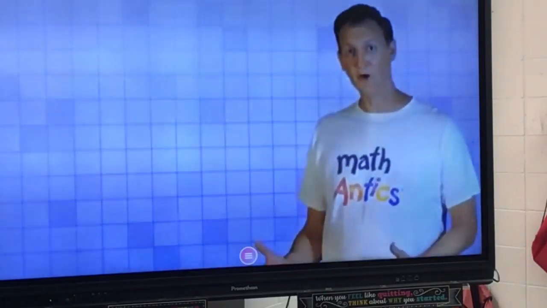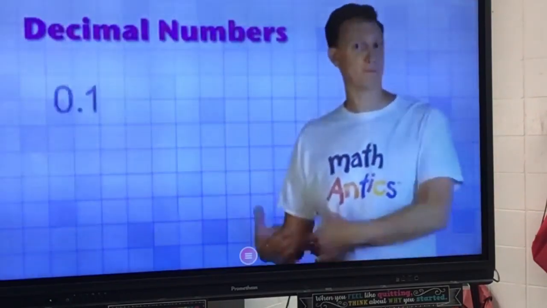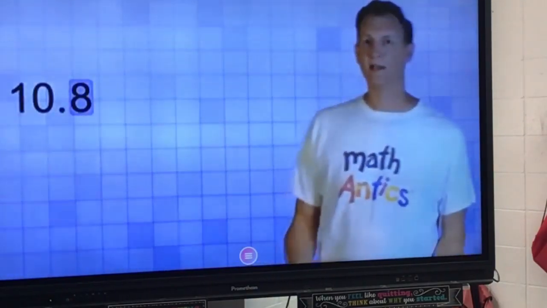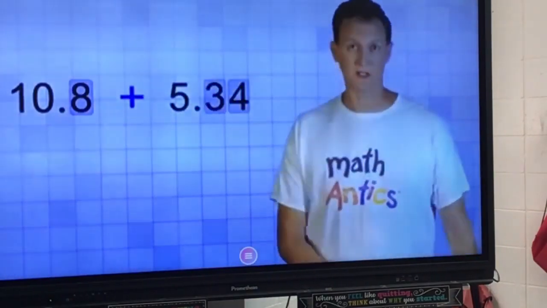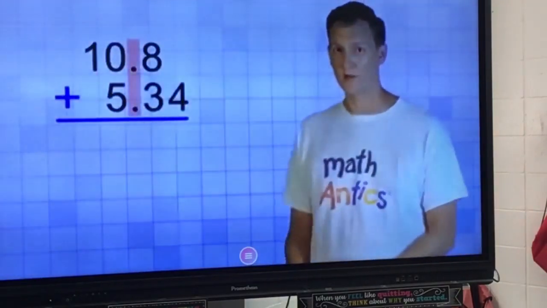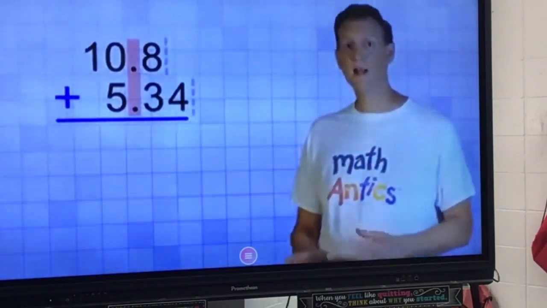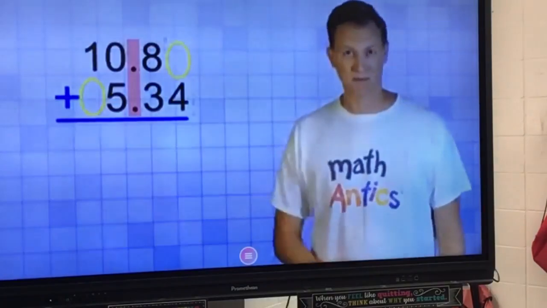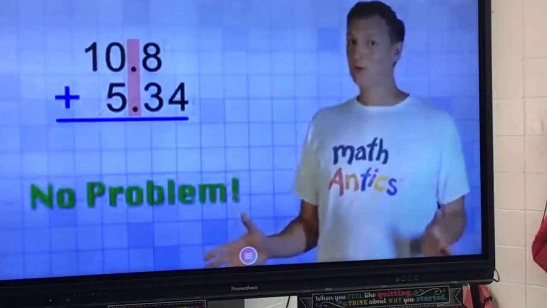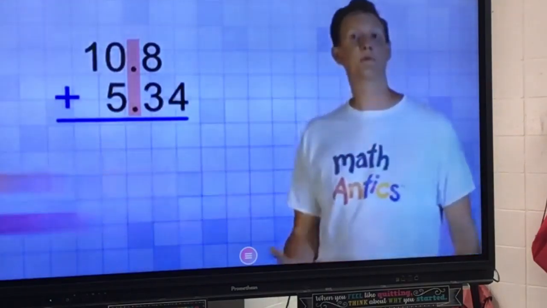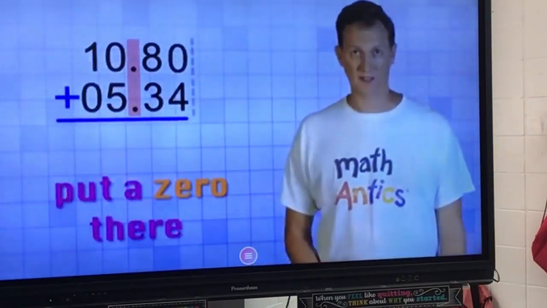Now, you've probably noticed that decimal numbers can have different numbers of decimal digits. For example, 10.8 has only one decimal digit, but 5.34 has two decimal digits. And what that means is that when you line up the decimal points of the two decimal numbers, they might not form a nice column on the right edge. Some of the digits might be missing. But that's no problem. Remember, if there's not a digit in a particular number place, you can just put a 0 there to help you keep track of things.